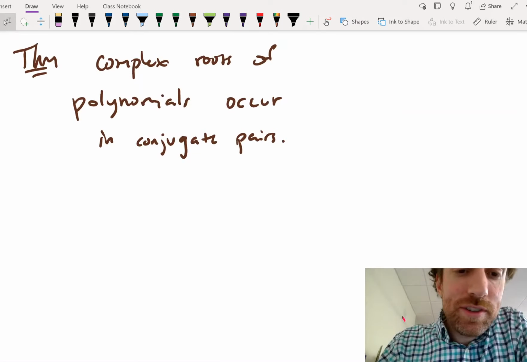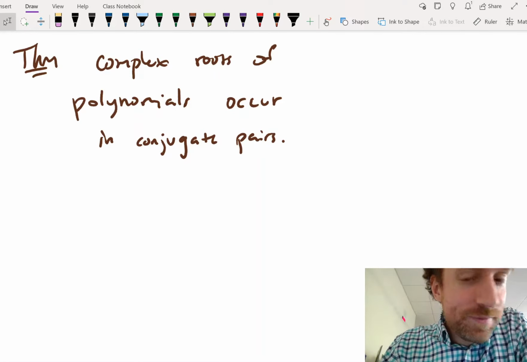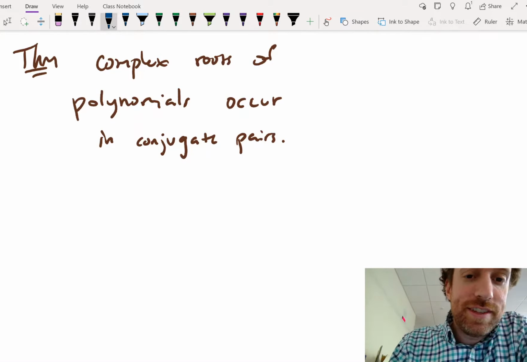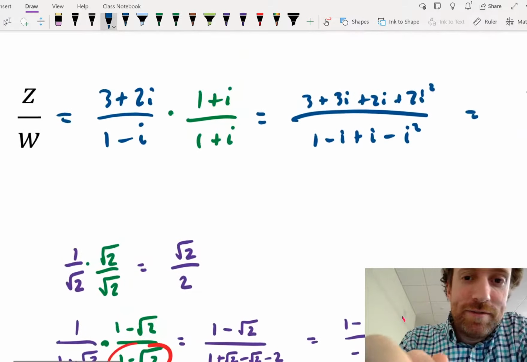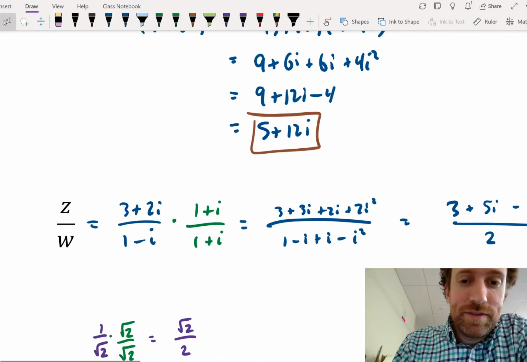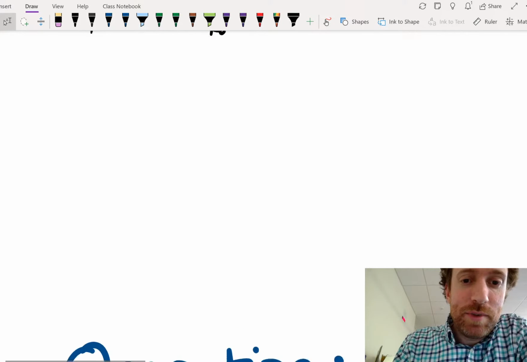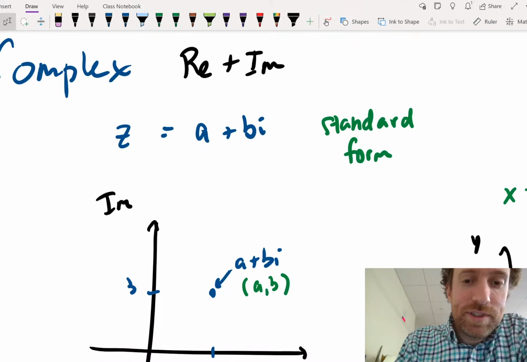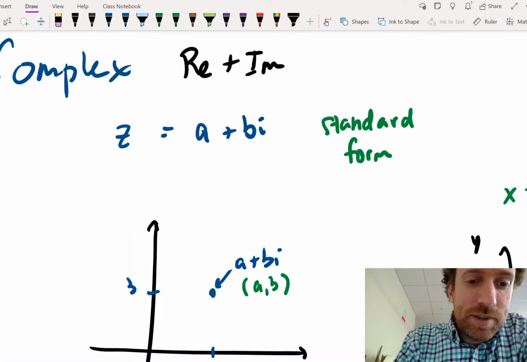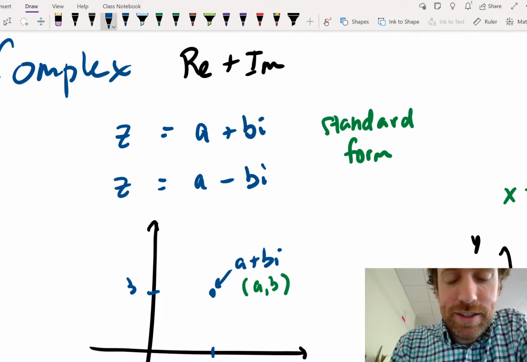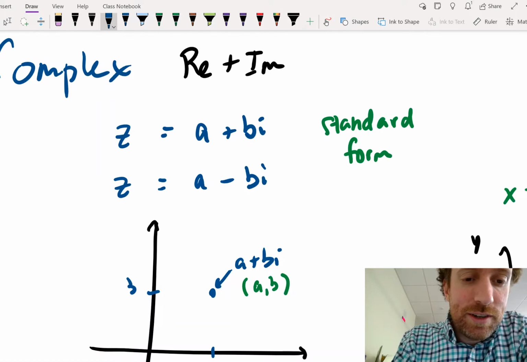Complex roots of polynomials occur in conjugate pairs. A conjugate pair is a pair of complex conjugates. That was stupid. I don't know why I said that. But for example, this is a conjugate pair. Remember, I used the idea of the name conjugate earlier. Let me formalize that up here, where I define a complex number. Here I have a complex number z equals a plus bi. Its complex conjugate would be a minus bi. And like I said, this has a name, conjugate, but it also has a notation. It's z with a little bar on top. And this is the conjugate.